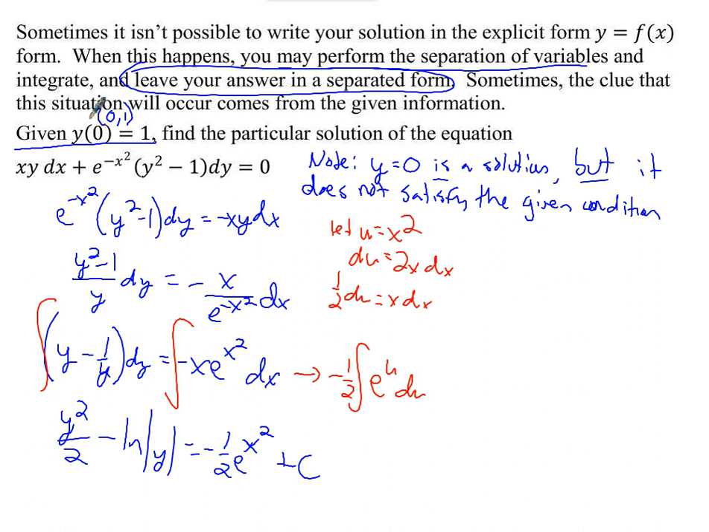This notation right here kind of clues me in that I don't need to do that. At this point, I can plug in that ordered pair that they gave me. They say y at 0 equals 1, which means that x is 0 when y is 1. So I can plug in 0, 1 into this equation.